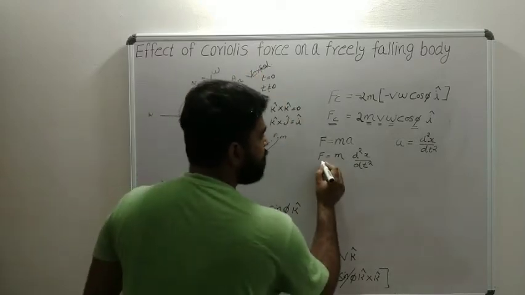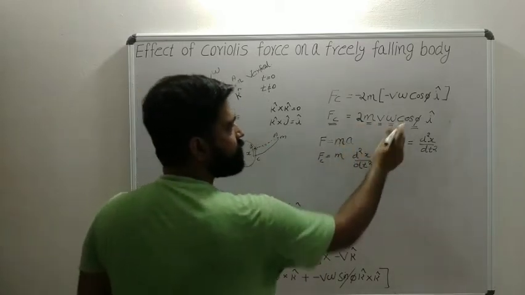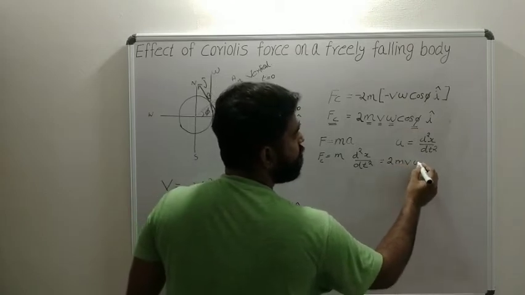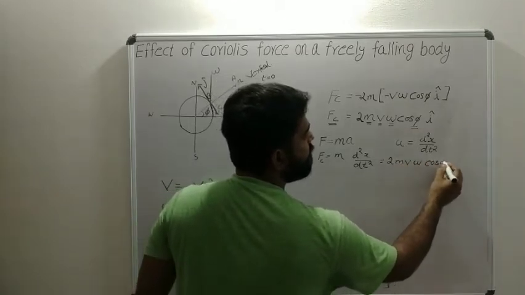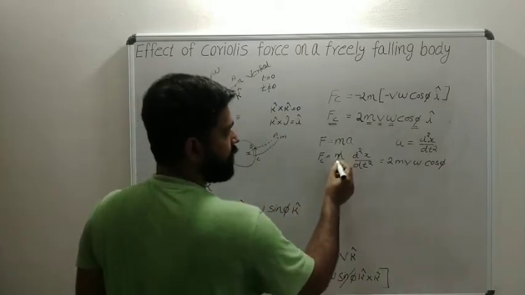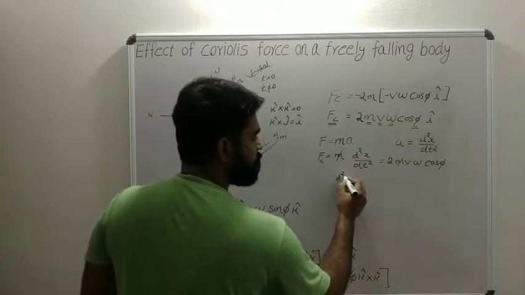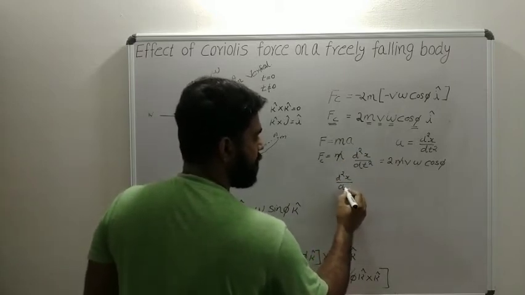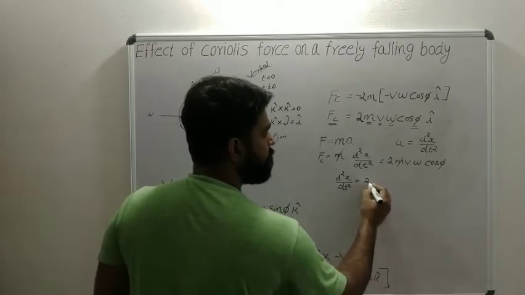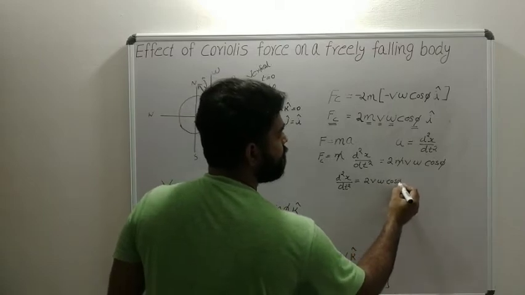So we can rewrite it as Fc. And what is Fc? We have the value of Fc as 2 m v omega cos phi. Here we only consider the magnitude. Then m remaining, d square x divided by dt square equals 2 v omega cos phi.